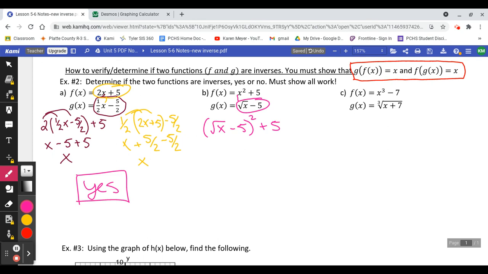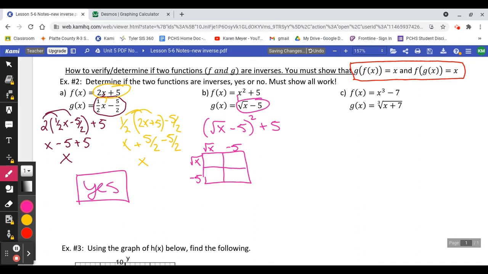So you can't just say, oh, power of 2 and the square root cancel each other out. We could only do that if it goes over everything. Since ours doesn't, then I have to think, oh, this means I have 2 identical parentheses. And if I have 2 identical parentheses, I have to multiply with a box, or I can use FOIL. So here's my box. Remember the 2 parentheses are identical.